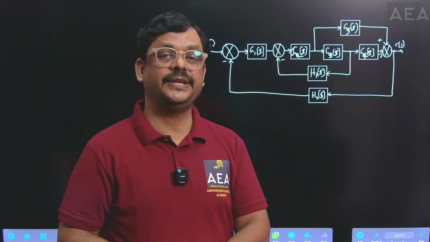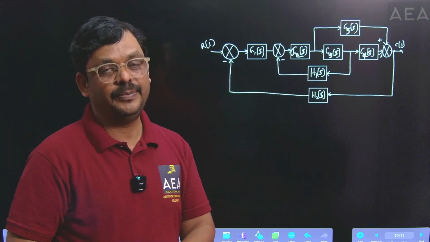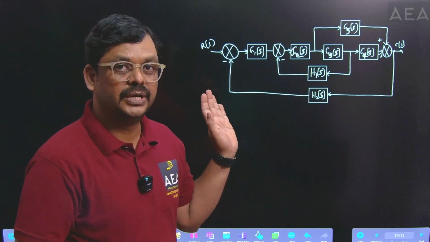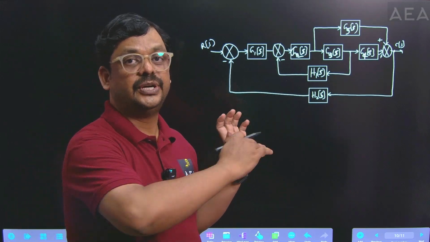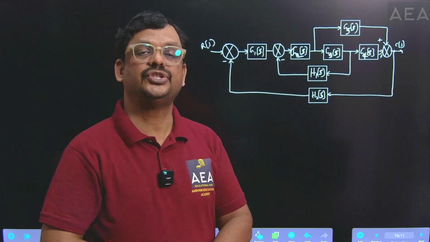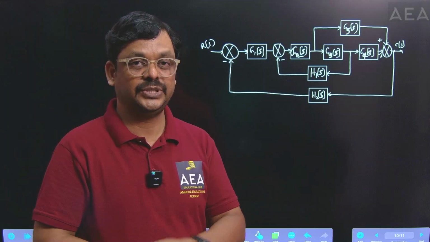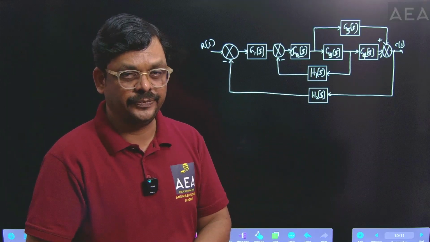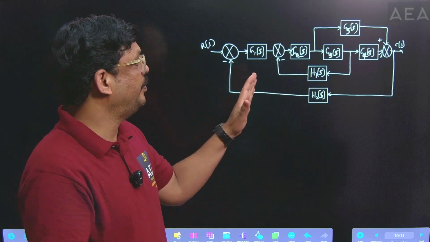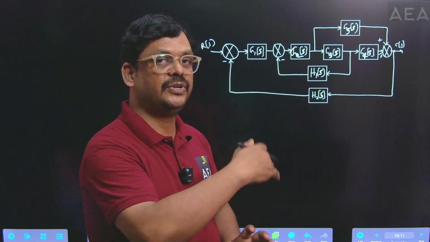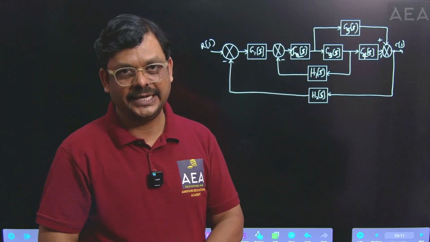The fourth step says to shift all summing points towards the left side of the block diagram and shift all takeoff points towards the right side of the block diagram. Then the simplification becomes easy. For that purpose we have to follow this technique. So always try to shift a summing point towards the left side of the block and shift a takeoff point towards the right side of the blocks.